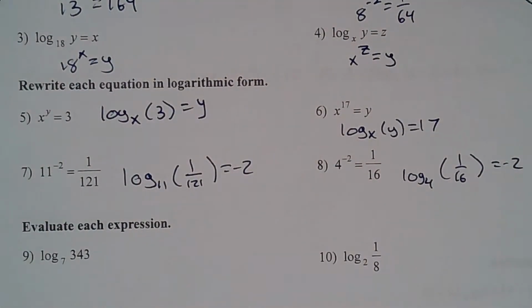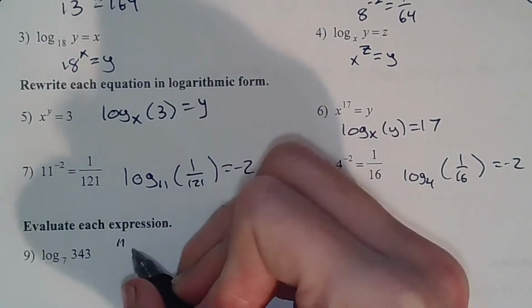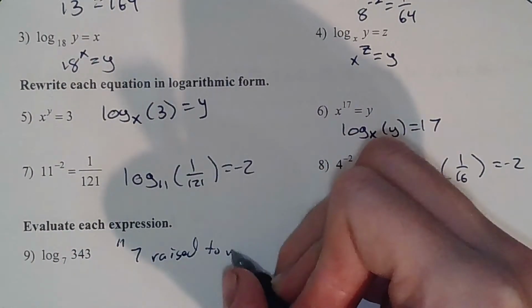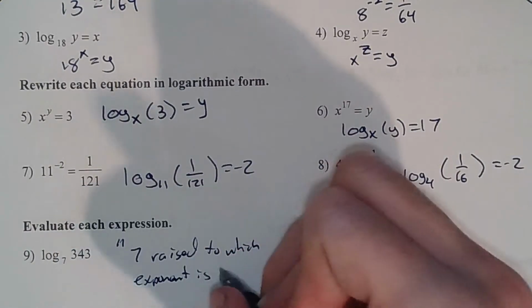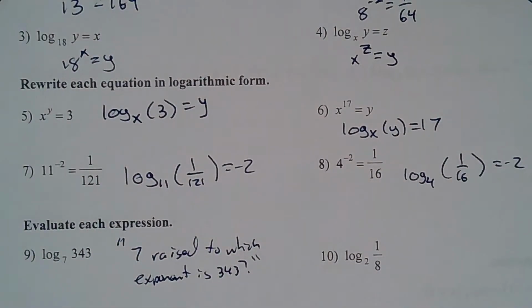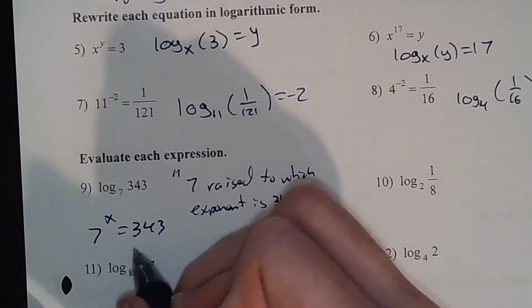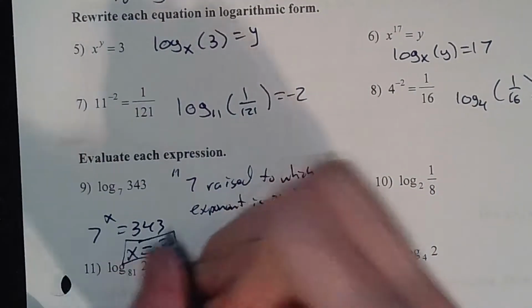So if you'd like to do this by hand, you could be asking yourself the English question, 7 raised to which exponent is 343? That is what this question is asking. That's what log base 7 of 343 is asking. It's asking the exponent of 7 that gives you 343. 7 to what power is 343 is what that is asking. What is x? Well, hopefully you have that memorized. X is 3, because 7 cubed is 343.